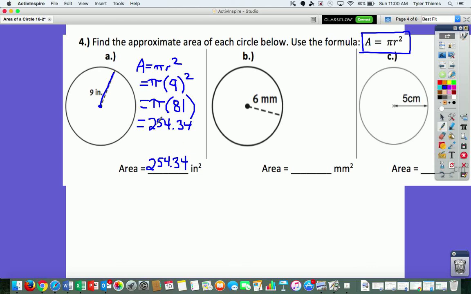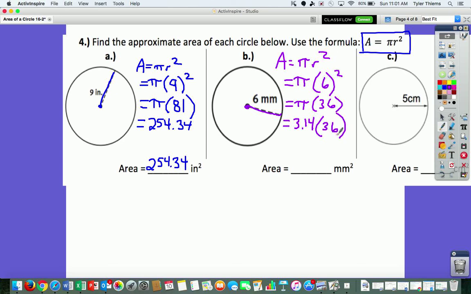Look at the 1, 2, 3, 4 steps that we have here. I'll go ahead and show you B as well before I have you do the next one on your own. So again, start with your formula. Area is equal to pi r squared. We know that our radius, which is given in this picture, is 6, so I'll leave pi for now. Then we have 6 squared. So pi, 6 squared, 6 times 6 is 36. Again, we know pi is 3.14, but I'll go ahead and write it down this time. So it's 3.14 times 36. Use your calculator to get that, and you should get 113 and 4 hundredths. So 113.04 millimeters squared.